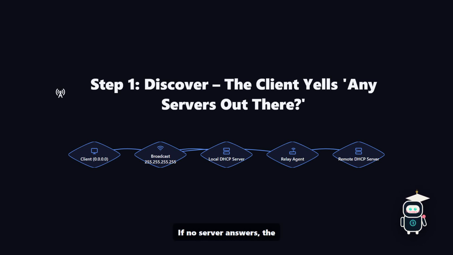If no server answers, the client waits, then retries a few times before falling back to an APIPA address in the 169.254.x.x range, the annoying self-assigned IP you see when things aren't working. That broadcast scope is critical. DHCP Discover never leaves the local subnet unless a relay agent forwards it.